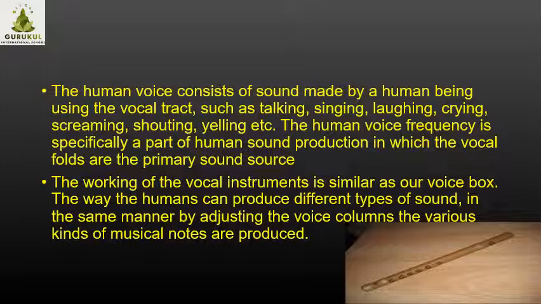Now, the second paragraph, the second point I have given, is about the vocal instrument. We are comparing the vocal instruments with the human vocal cord or voice box. The working of the vocal instrument is similar to our voice box. The way humans can produce different types of sound, in the same manner by adjusting the air columns, various kinds of musical notes are produced.